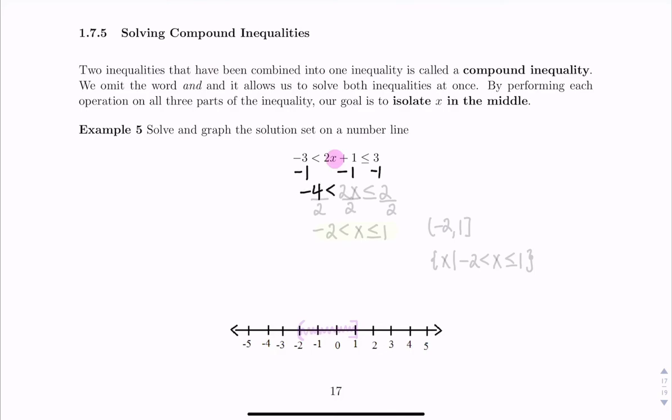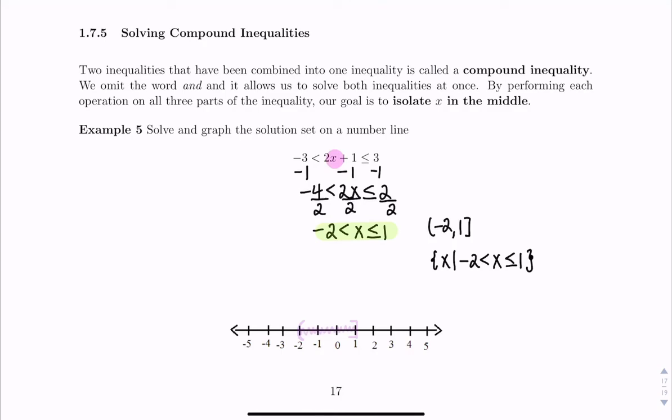So I have negative 4 is less than 2x, which is less than or equal to 2. Well, I still have 2x in the middle when I want just x, so we're going to divide each piece by 2. So I end up with negative 2 is less than x, which is less than or equal to 1. And so let's go ahead and write this in set builder and interval notation. Well, because negative 2 is strictly less than, that means it gets a parenthesis, and 1 is less than or equal to, so it becomes a square bracket. We can also write this in set builder. We've got our curly brace, and then we have negative 2 is less than x, which is less than or equal to 1.